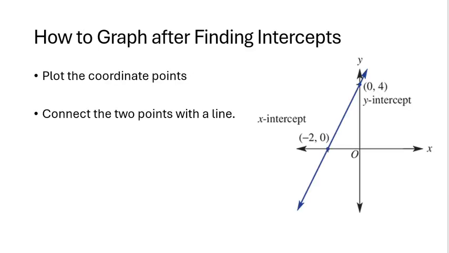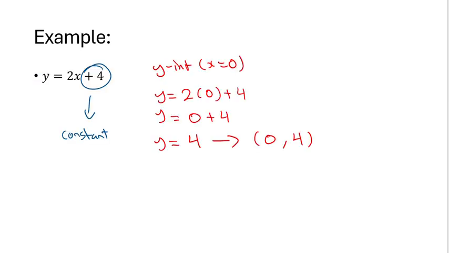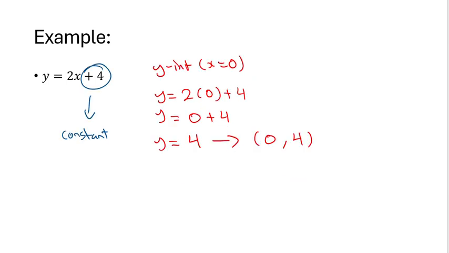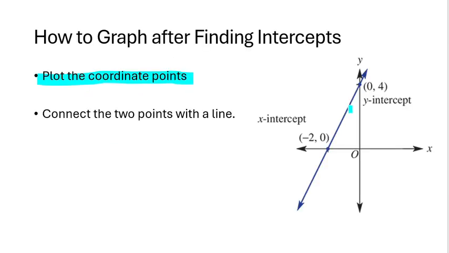Now, how to graph after finding intercepts. What you're going to do is plot your coordinate points, so based off what you found here, your x and your y intercept. So you're going to plot your x-intercept and you're also going to plot your y-intercept on your graph. Once you plot those 2 points, you just connect the 2 points with a line. So make sure you have your ruler. Okay, that's all it is.